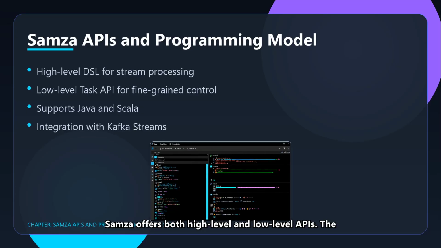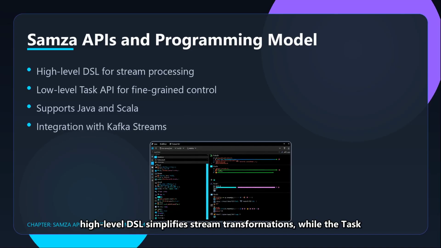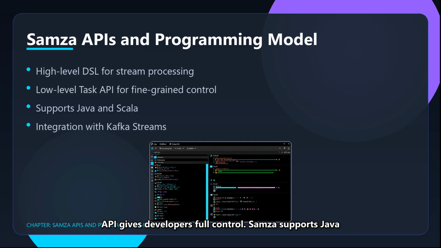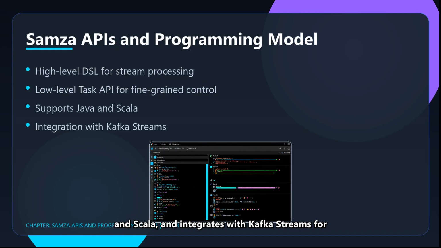Samza offers both high-level and low-level APIs. The high-level DSL simplifies stream transformations, while the Task API gives developers full control. Samza supports Java and Scala and integrates with Kafka Streams for enhanced capabilities.